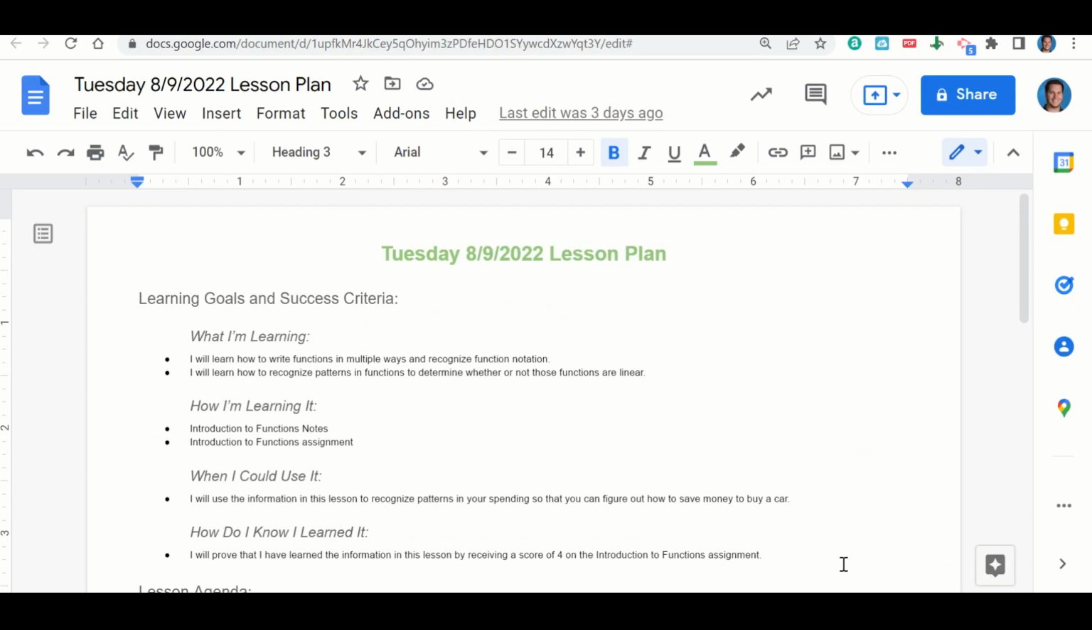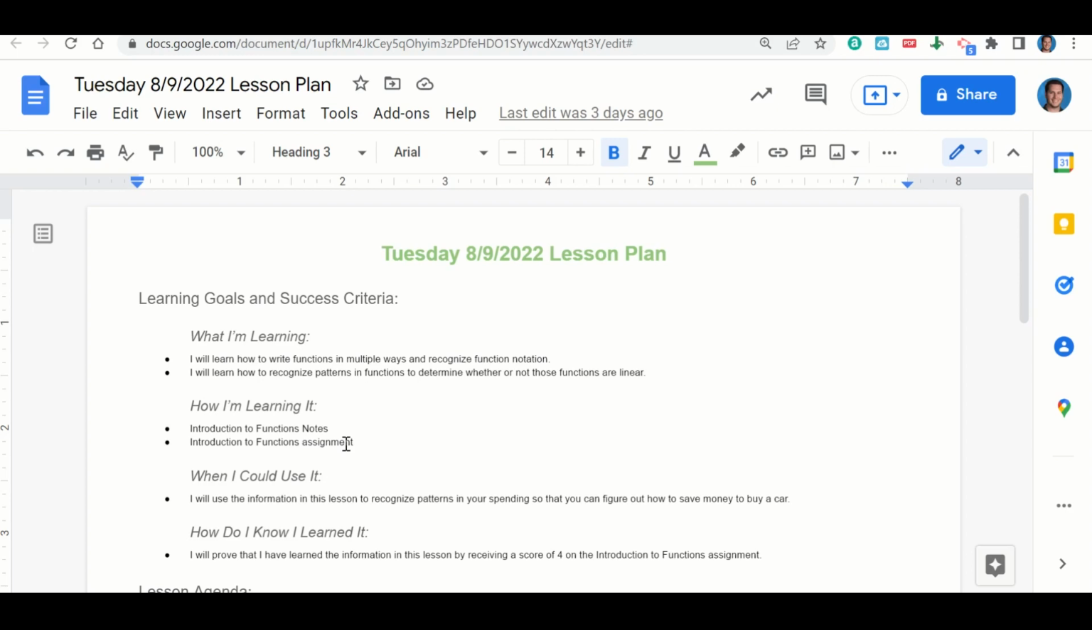First, what are we learning? We're learning how to write functions in multiple ways and recognize function notation. And we're learning how to recognize patterns in functions to determine whether or not those functions are linear. How are we learning it? Through the Introduction to Functions notes and the Introduction to Functions assignment.